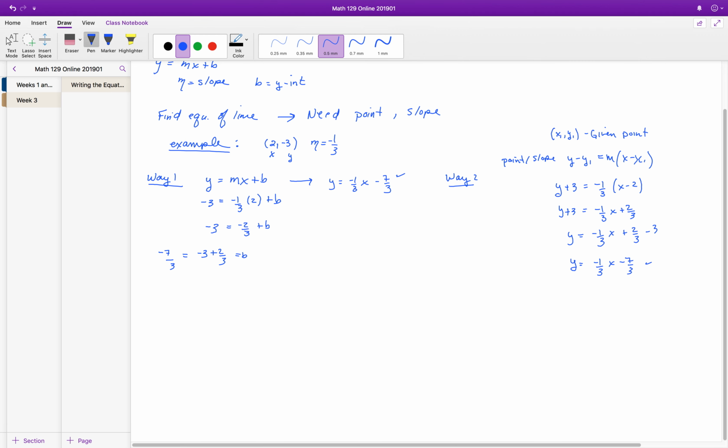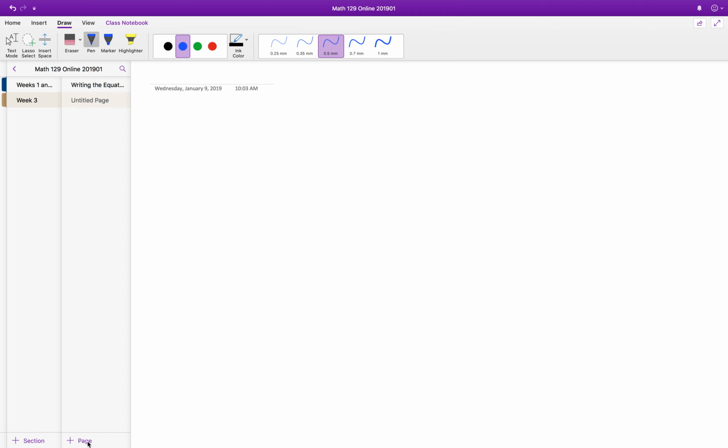Okay, so moving forward, let's now look at parallel and perpendicular lines. Let's just keep moving with the equation from the last video. Last video we were looking at y equals negative 1/3 x plus or minus 7/3. Let's talk about what it means to find a line parallel or perpendicular to this.